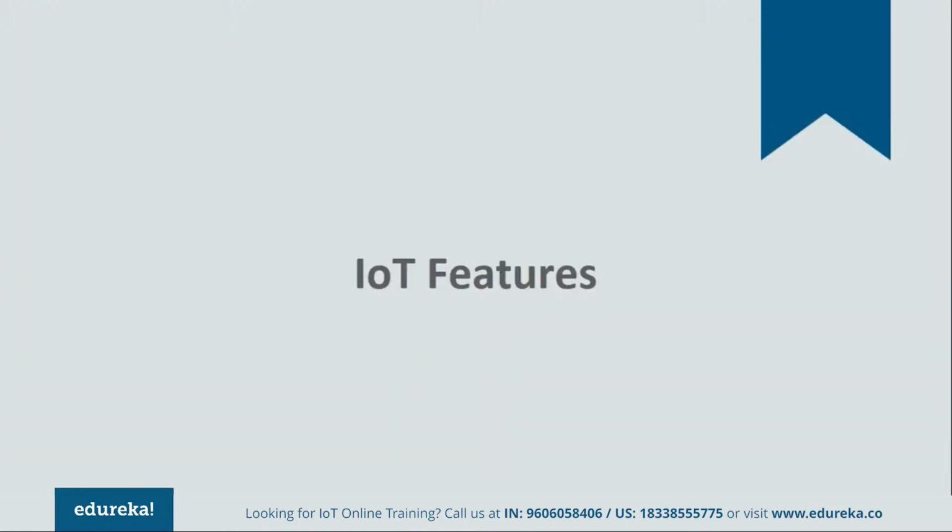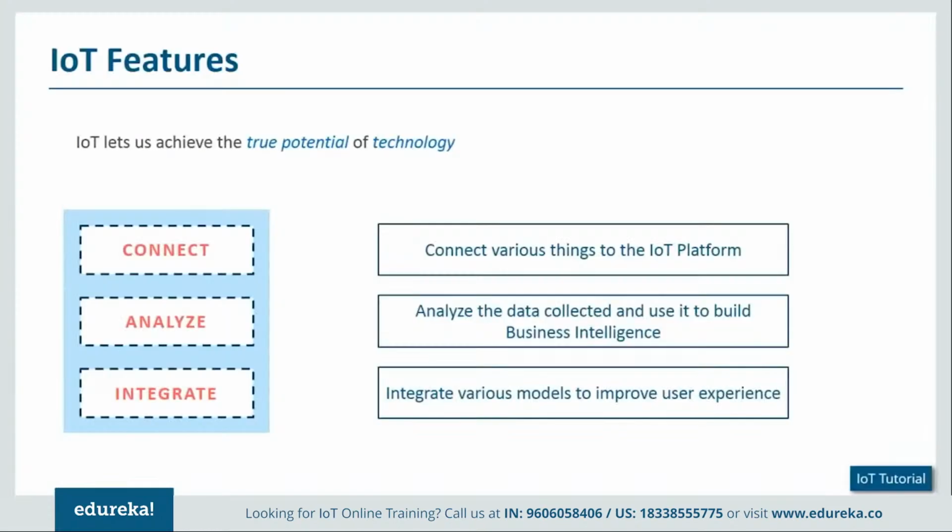Now let's look at some of the major features of Internet of Things. Now, any technology that is available today has not reached its 100% capabilities, and it always has that gap to grow. Internet of Things is one of the major technologies in the world today that can help any other technology reach its true and complete potential as well.